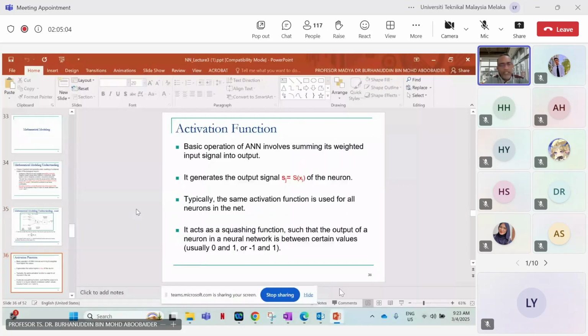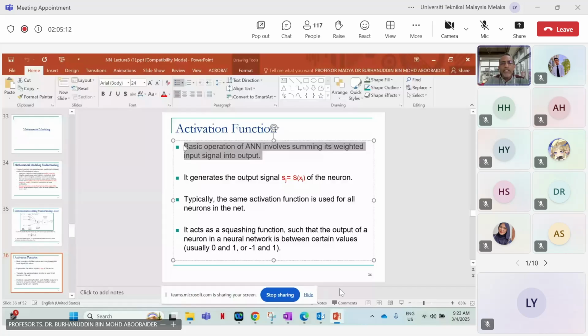And then the activation function, this is a basic operation of an artificial neural network. It involves summing its weighted input signal into the output, and then it generates the output signal, right? Typically the same activation function is used for all neurons in the net, okay? And then it acts like a squashing function, like you squash into the wall, and based on how hard you squash into the wall, that hard will bounce back to your side. Okay, so that we can represent by the weight and so on.